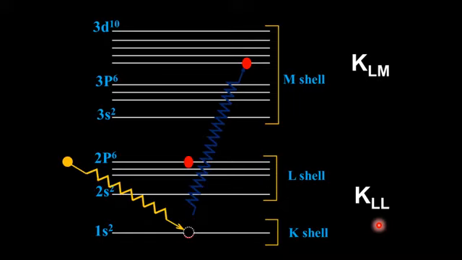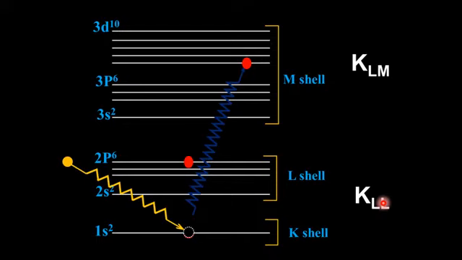Because the electron jumps from the L shell into the core shell, and similarly the electron in the form of an Auger electron is also emitted from the L shell. So the spectral line of the Auger electron will be known as the KLL Auger electron spectral line.